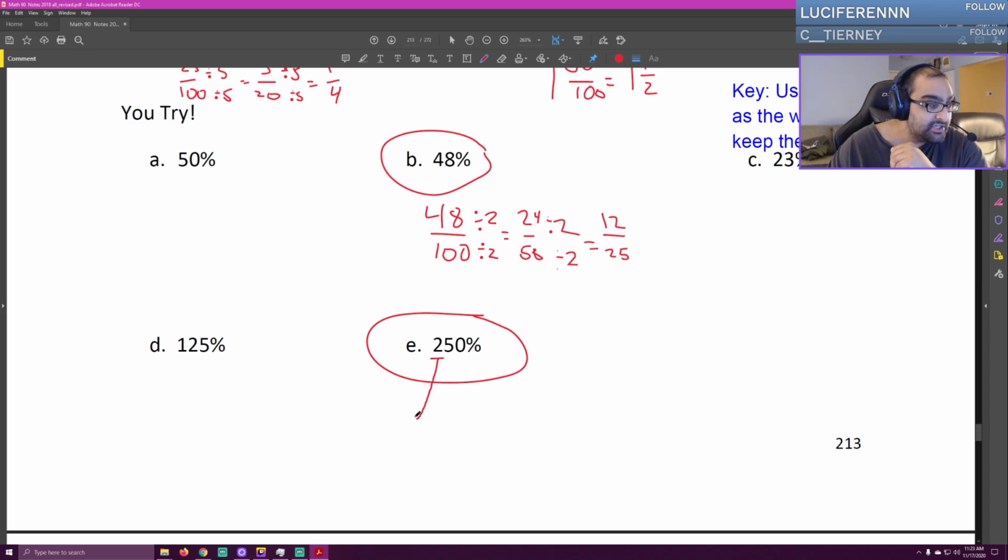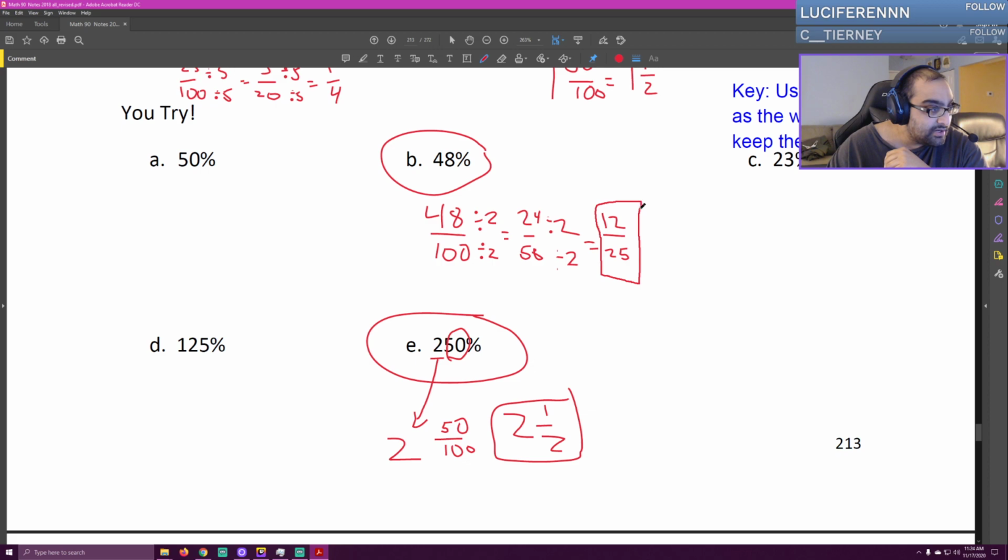For 250%, we're going to take the 2, bring that outside, and keep the 50 in here, just like so. We have 50 over 100, and as was stated before, 2 and a half is your final result. Good. So a couple quick problems there, but certainly worth doing.